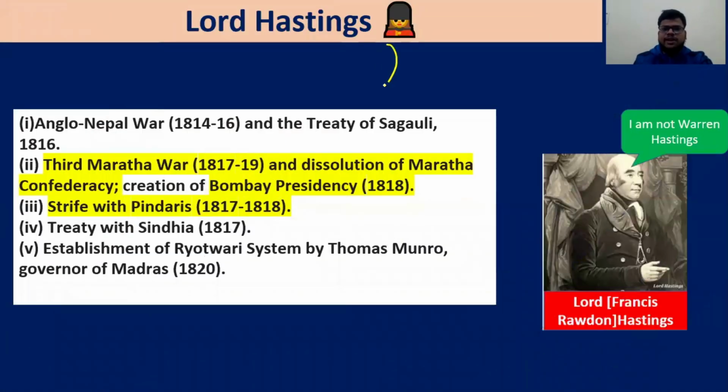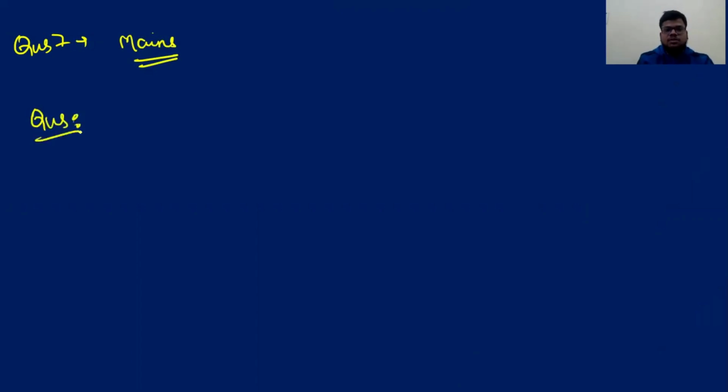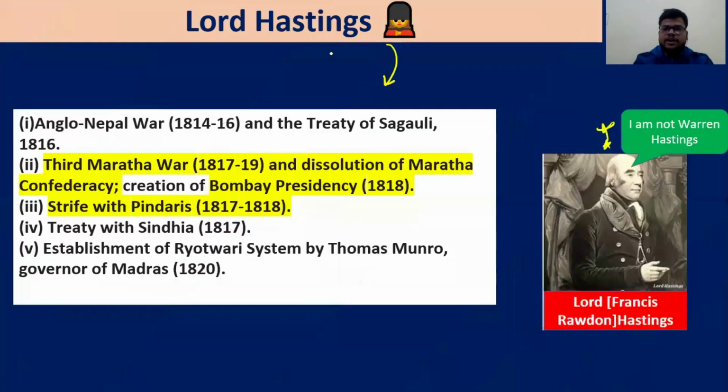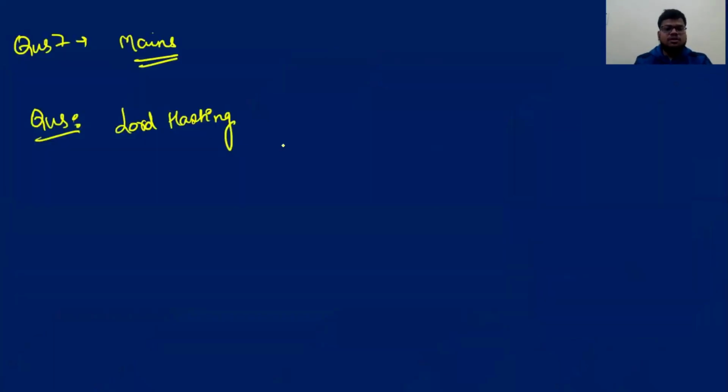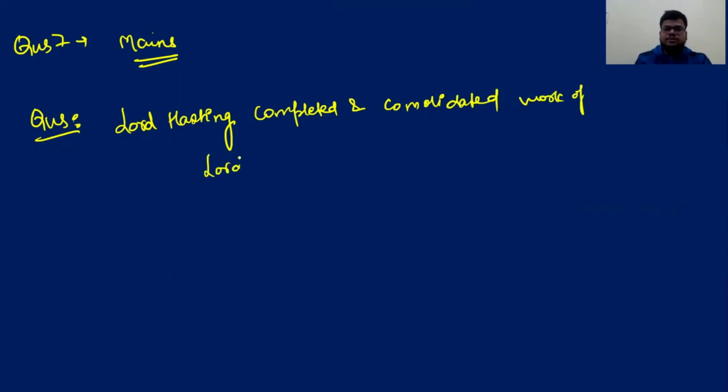So we have discussed the times of, I'm not Warren Hastings, I'm Lord Hastings, and the things which were done in his time. Now this is your question number 7 for mains. The question is, as we have discussed: Lord Hastings completed and consolidated the work of Lord Wellesley. Comment. This is your question number 7.